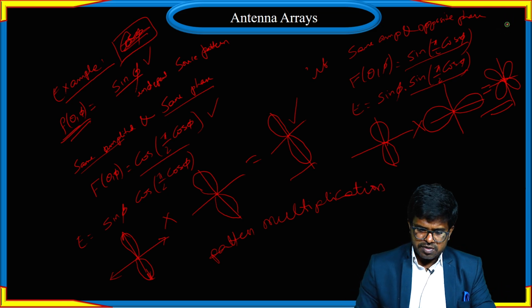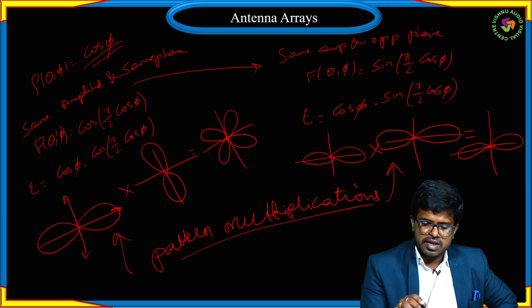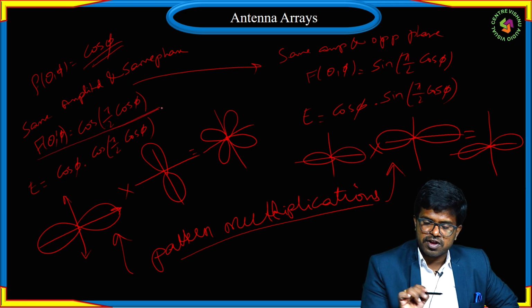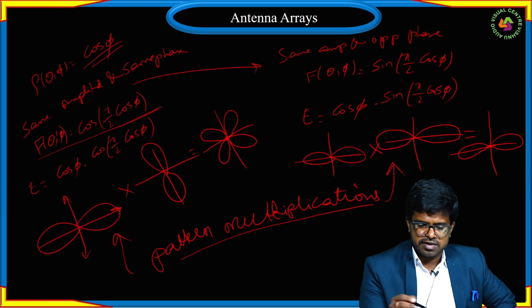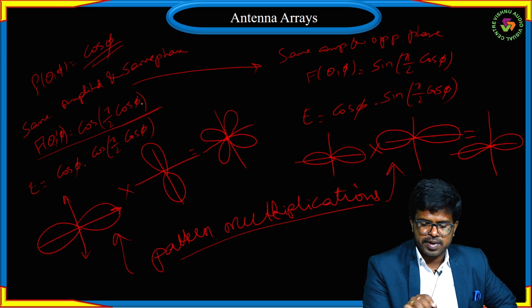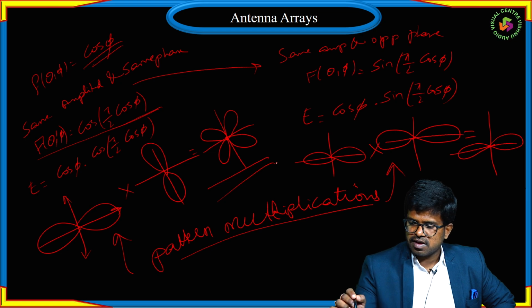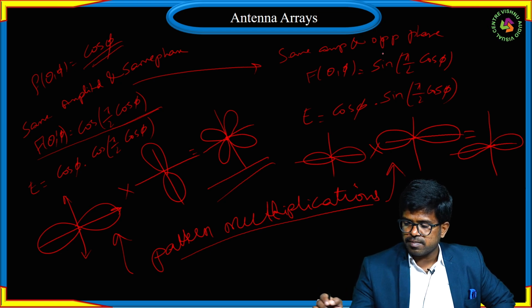Okay, now coming to the next case, we take the independent field pattern as cos pi. Then this is the resultant array factor field pattern, depending on the manner in which they are arranged. If they are arranged with same amplitude and same phase, this is the resultant array factor field pattern. You multiply both of them and you will get the pattern multiplication like this. If same amplitude and opposite phase, now it will come like this.